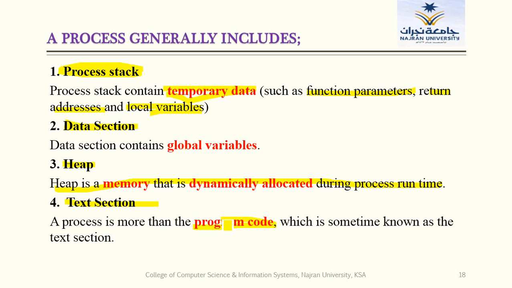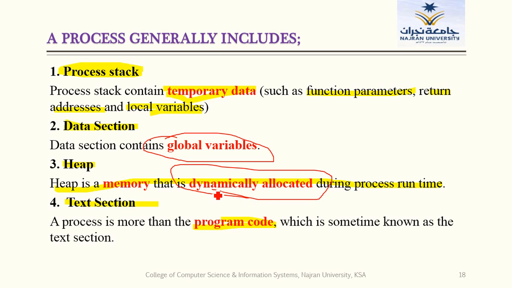Process stack and data section are used to store some temporary data and some global variables. Temporary data are function parameters, return address and local variables. The data section contains all the global variables which we are using in our programs. Heap is a memory that is dynamically allocated during the process runtime. When we run our process, this memory will be allocated. And the text section is more than program code.